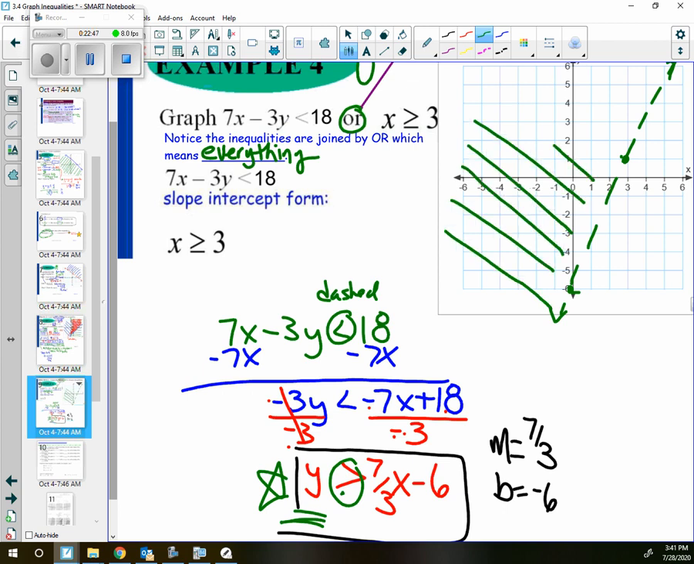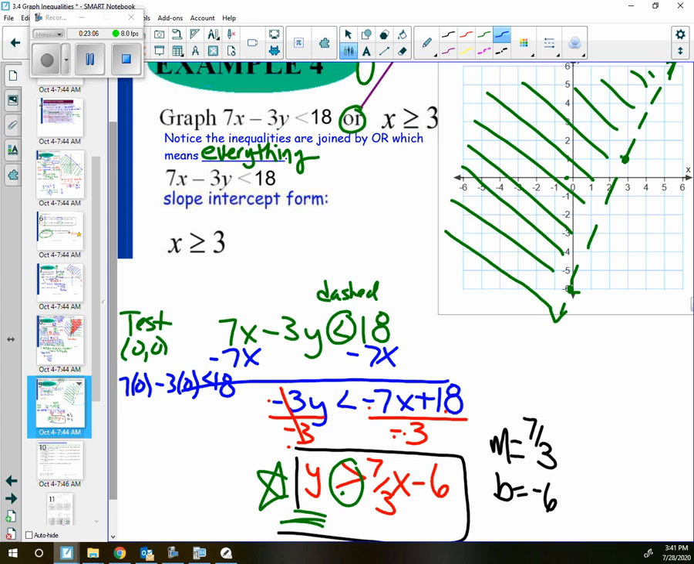Now could we have used 0, 0 as a test point on this one? Absolutely, because it's right there. So if you want to do that and test 0, 0, remember you always have that option, as long as 0, 0 is not on your line. 7 times 0 minus 3 times 0, is that less than 18? Well, 0 minus 0, is that less than 18? Is 0 smaller than 18? Absolutely true. So that's why we shaded above.